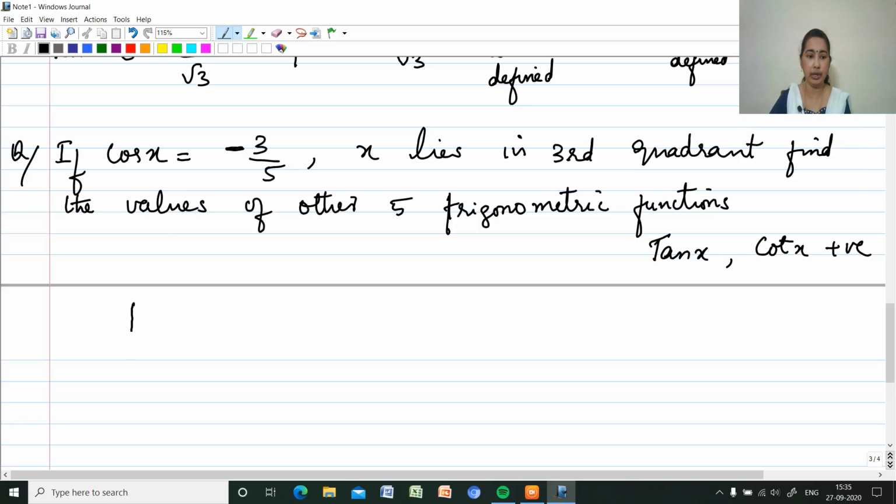So, if I am drawing a right angle triangle, this is the easiest method, that is why I am showing this. You can use the identity sin square x plus cos square x equal to 1, that also you can use in order to find out the values of the other trigonometric functions. I think this will be better using a right angle triangle. You can mark it here ABC. Cos x is equal to minus 3 by 5. So, cos x means adjacent by hypotenuse.